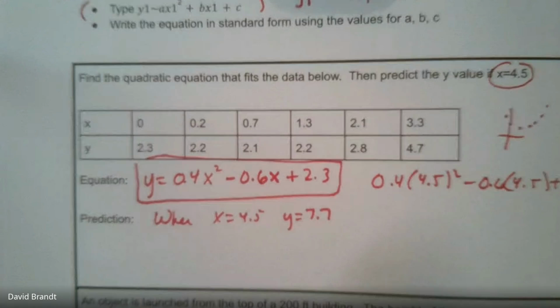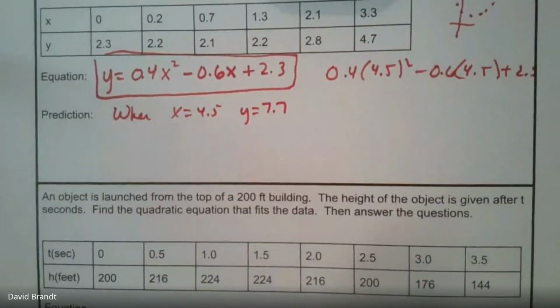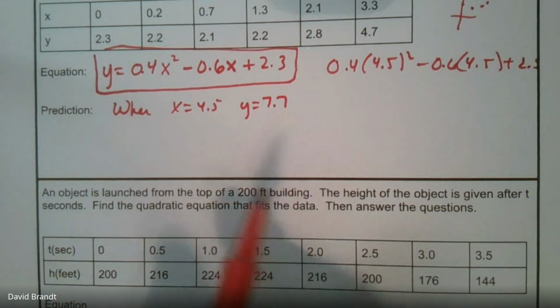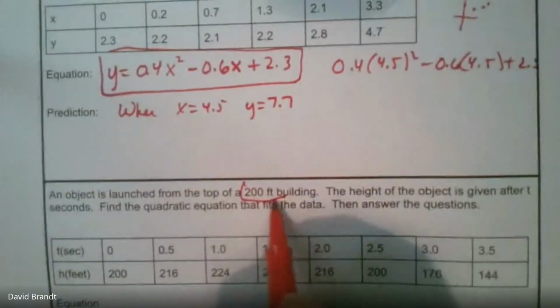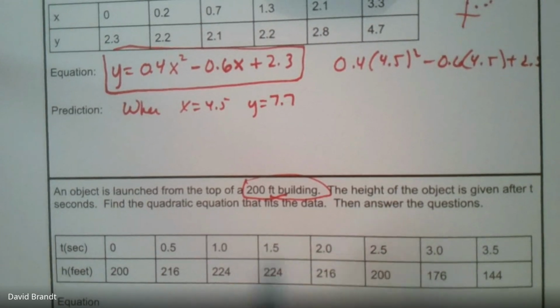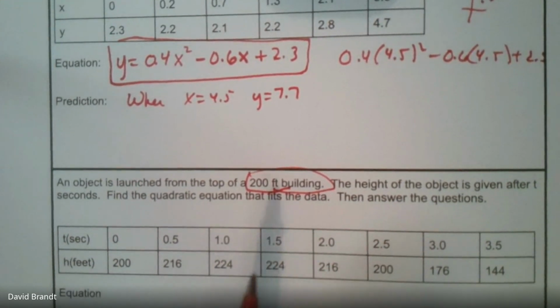Now, the next example is actually an application. It's kind of a physics application. If you take physics, you'll see things like this. But you don't need to know anything about physics. We've got an object that's launched from the top of a 200-foot building. Now, you don't really need to worry about that because that's just set up. You're going to do this problem the same way we did the last one.